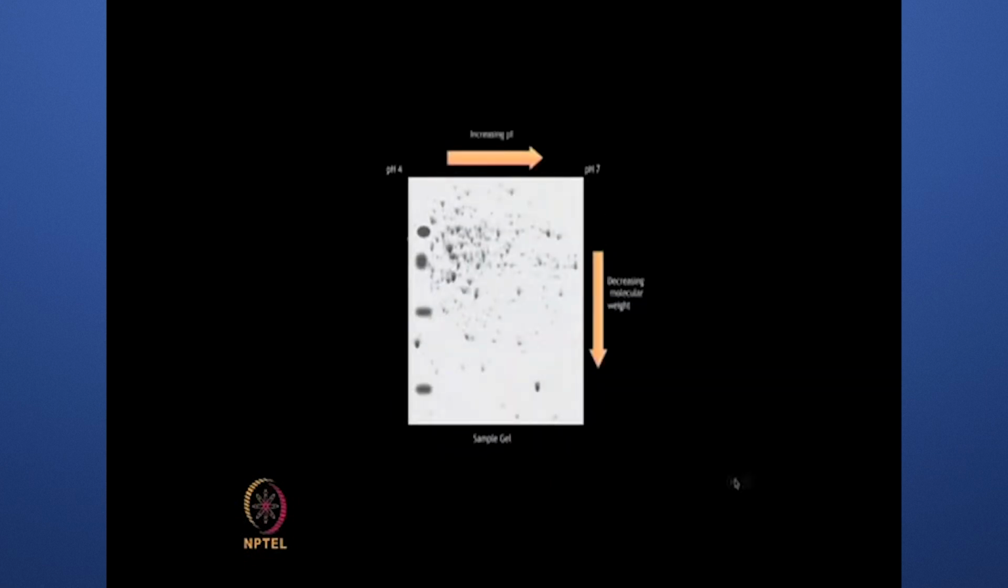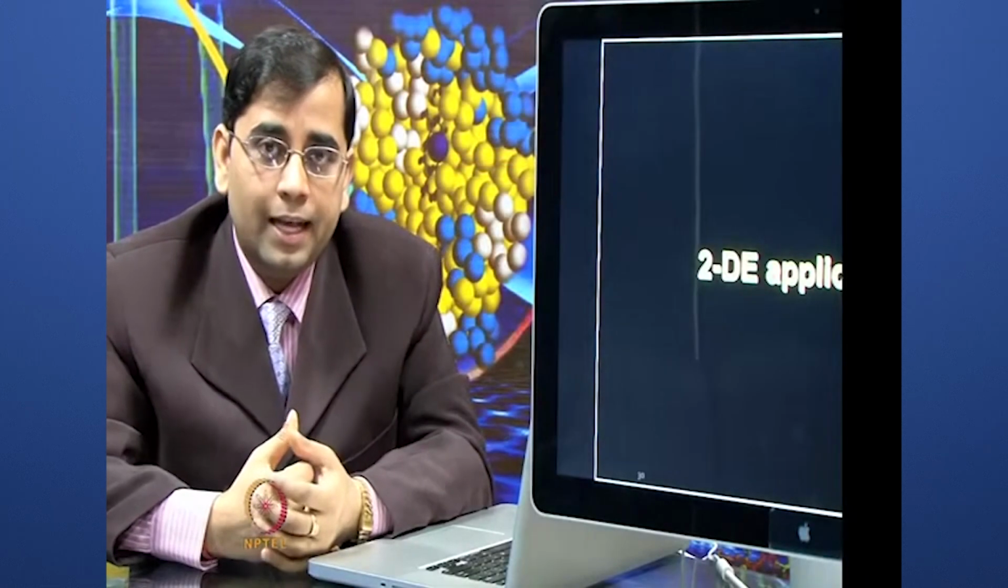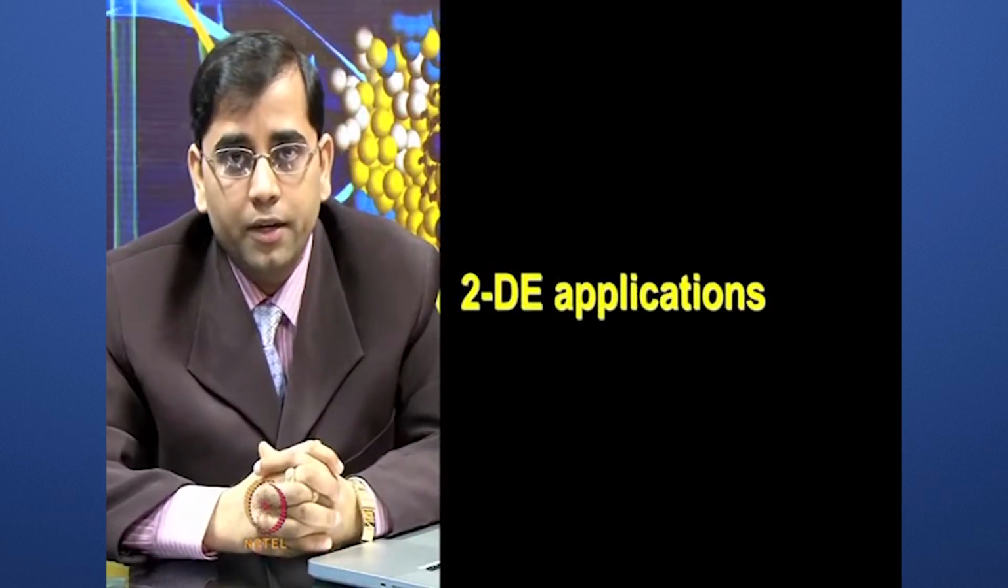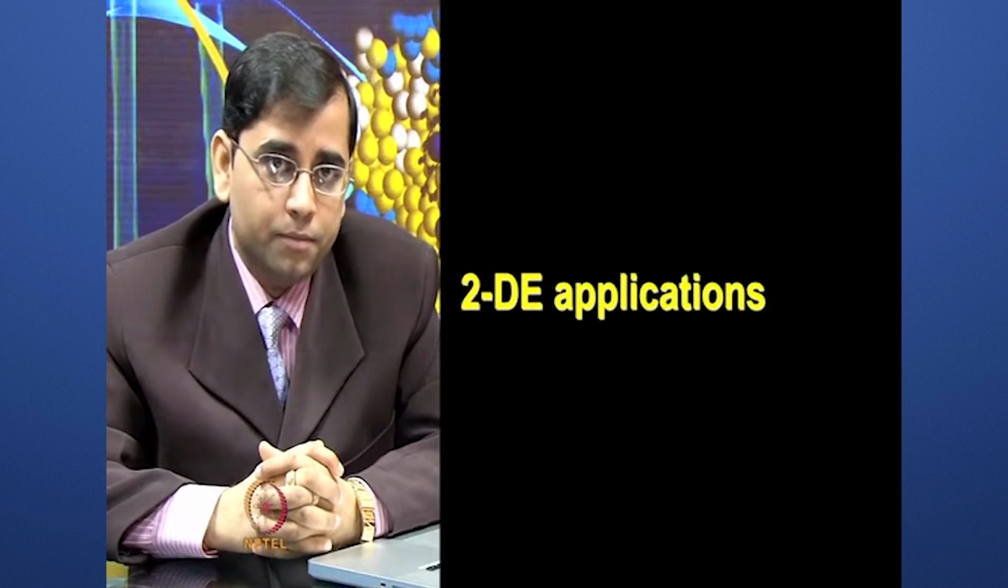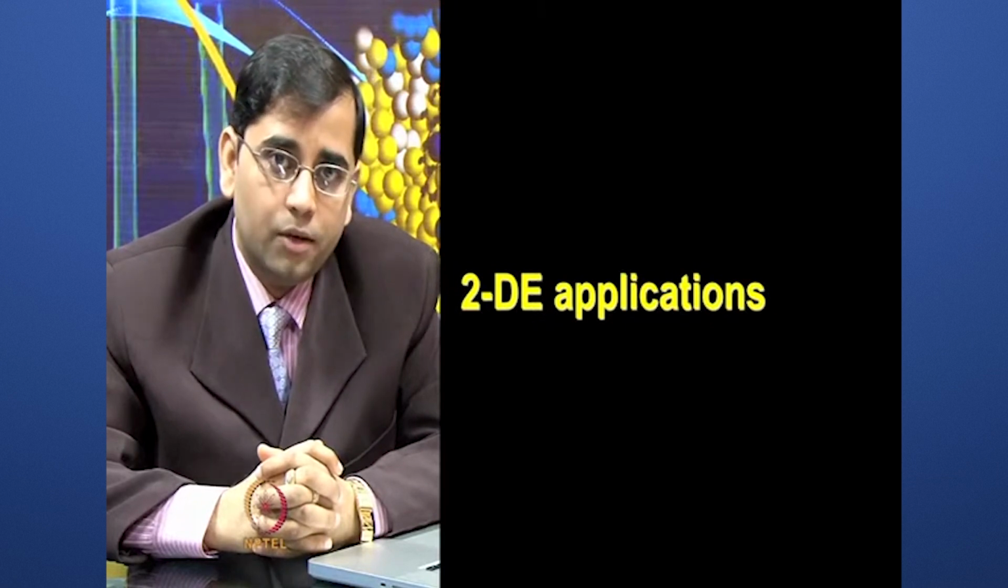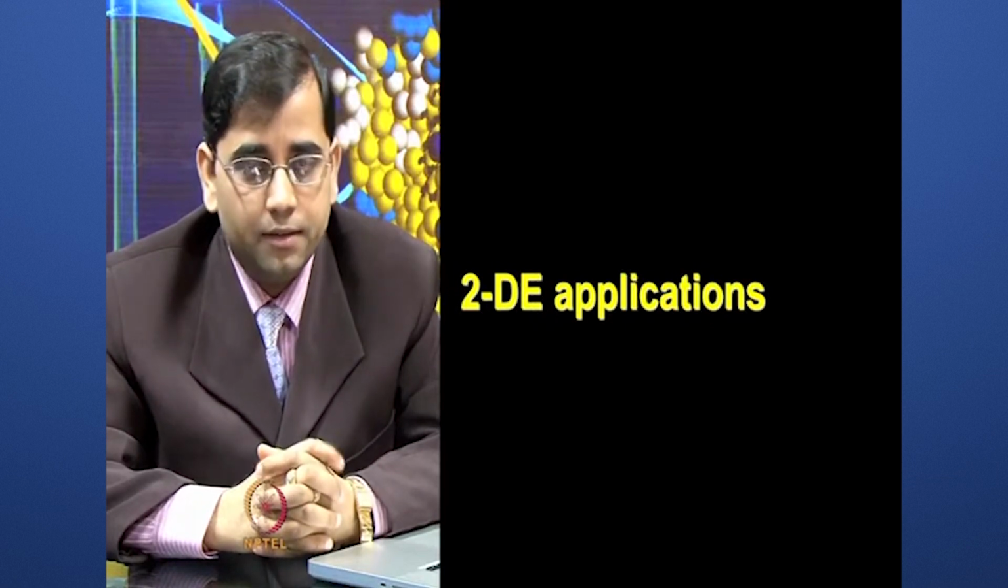This is a view of a sample gel which has been run by two-dimensional electrophoresis and is stained with Coomassie blue. Each spot provides the information about the molecular weight and isoelectric point of the protein. So, I hope this animation was clear and you are able to understand the concepts involved in performing a 2D experiment. So, now let me give you a few applications one can use by applying this technique.